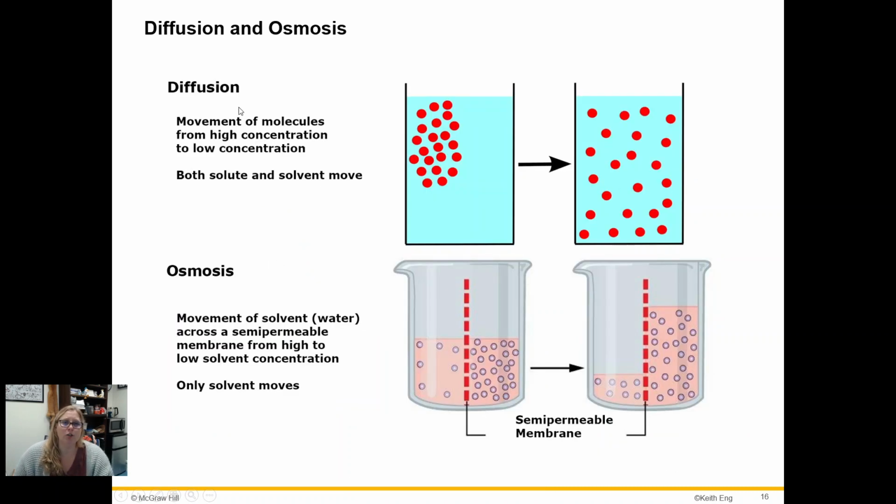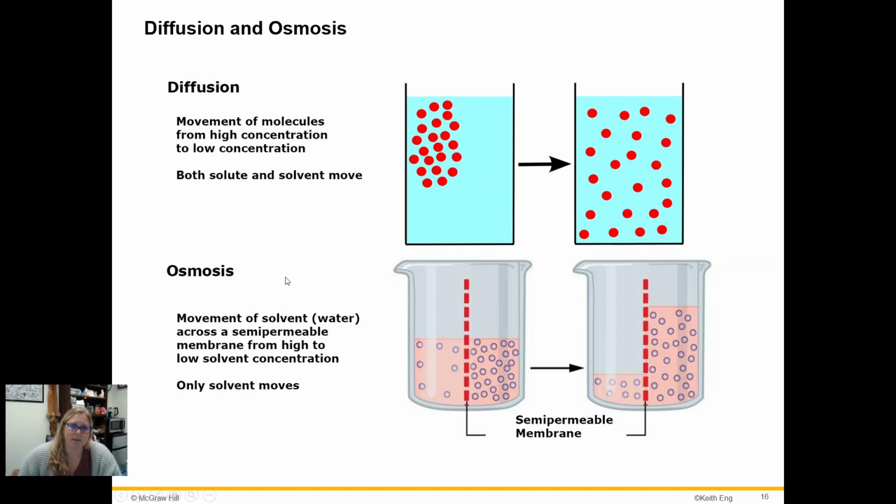So what I just showed you is an example of diffusion, where we have the movement of molecules from high concentration to low concentration. And in this case, both solutes and solvents move. Solutes are the substances that are dissolved in a solvent. So in this case, we have these little red dots. Those little red dots might be something like salt, sodium chloride. Sodium chloride is going to dissolve into water to reach its equilibrium, and water then would be the solvent. We talked about how water is the universal solvent in life.